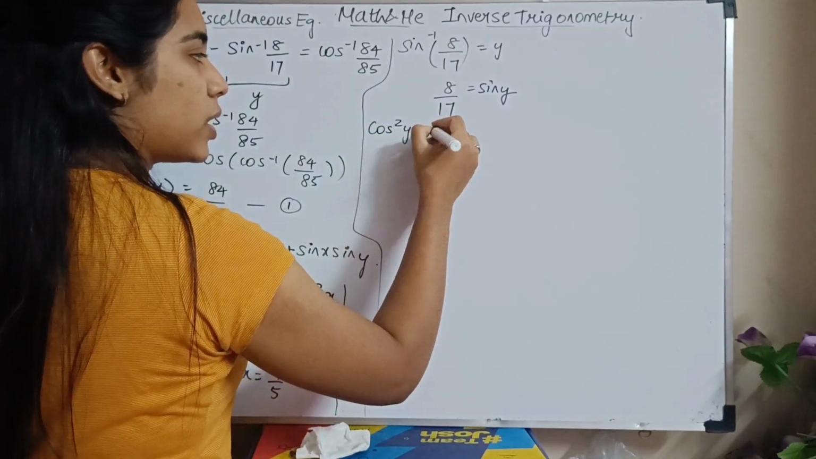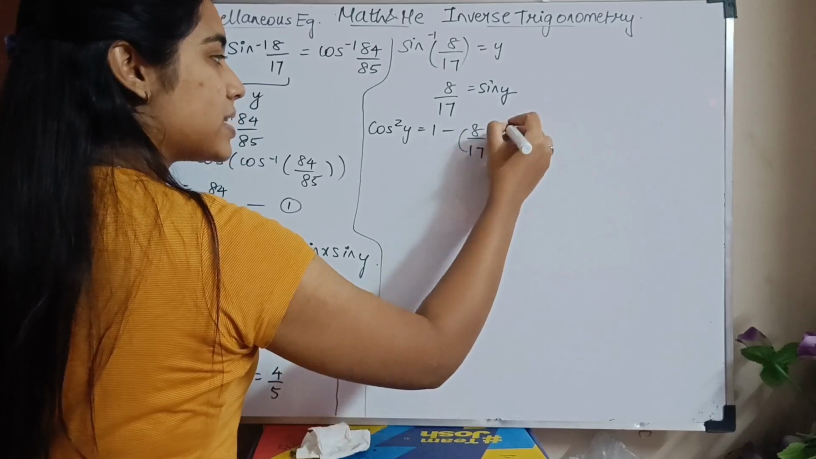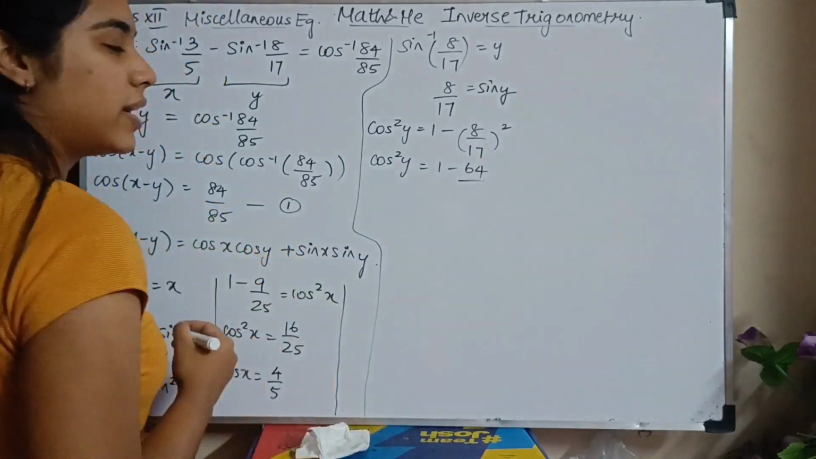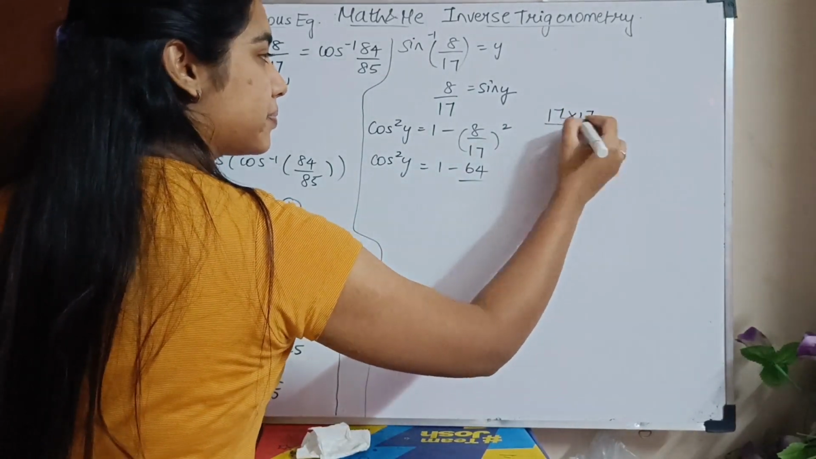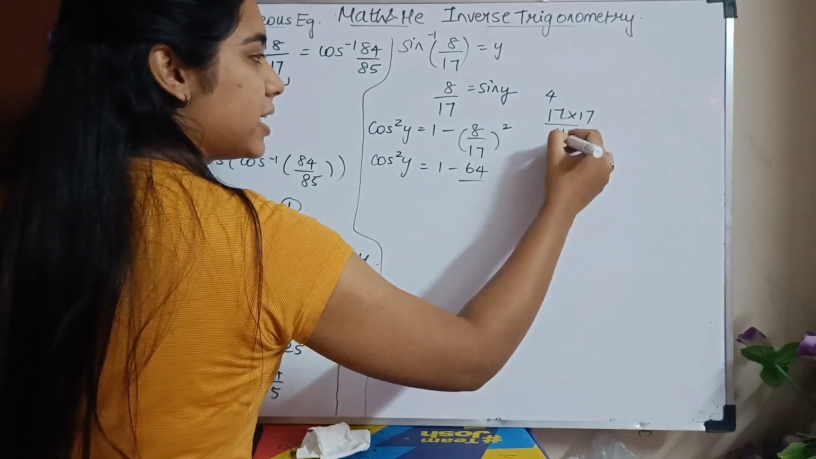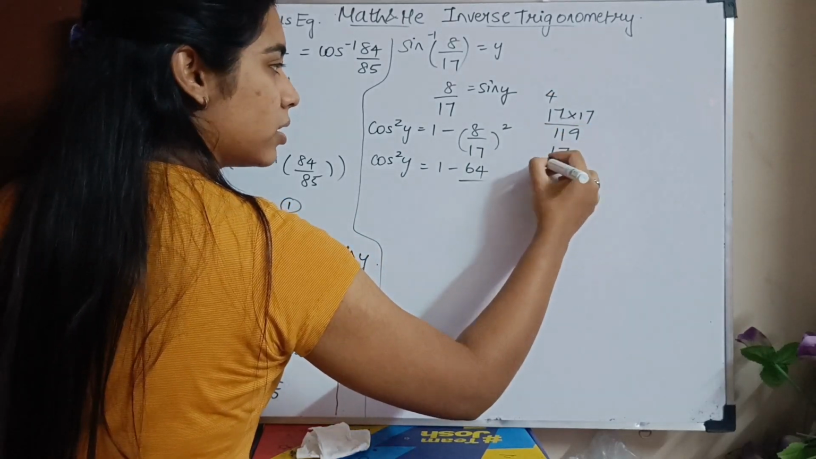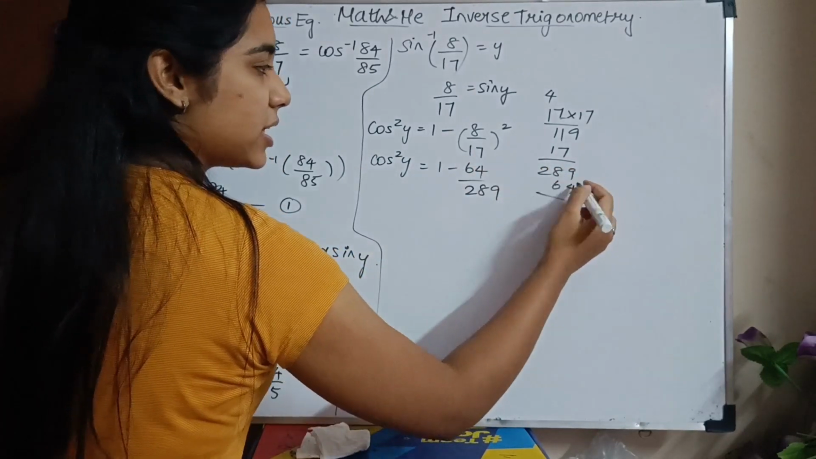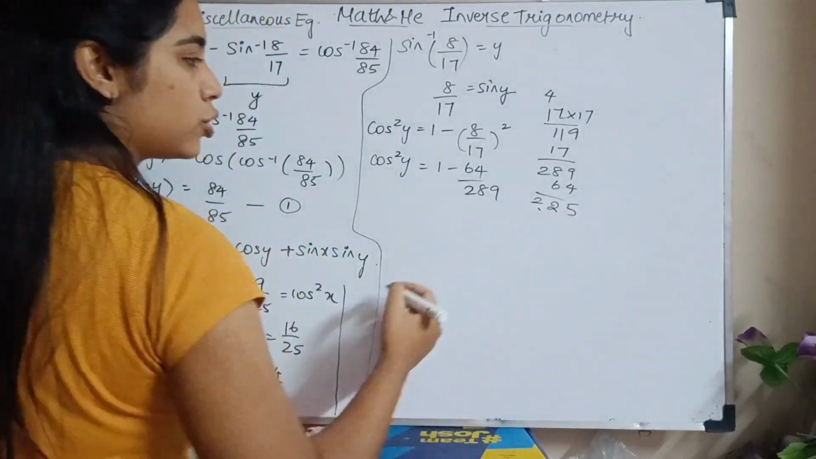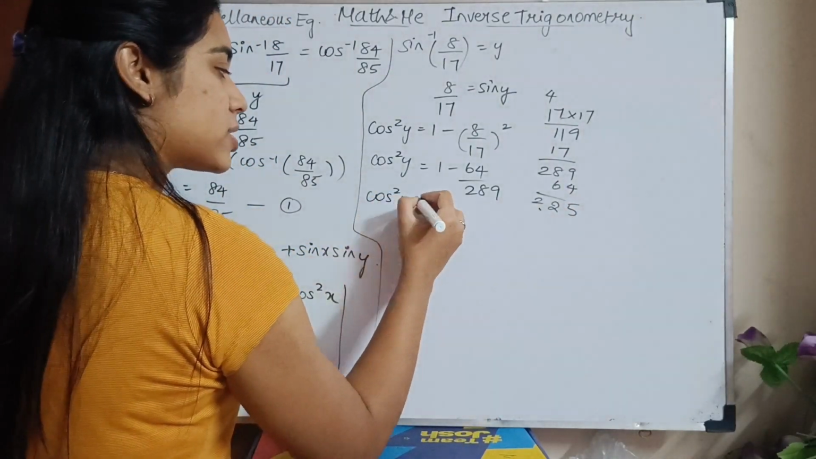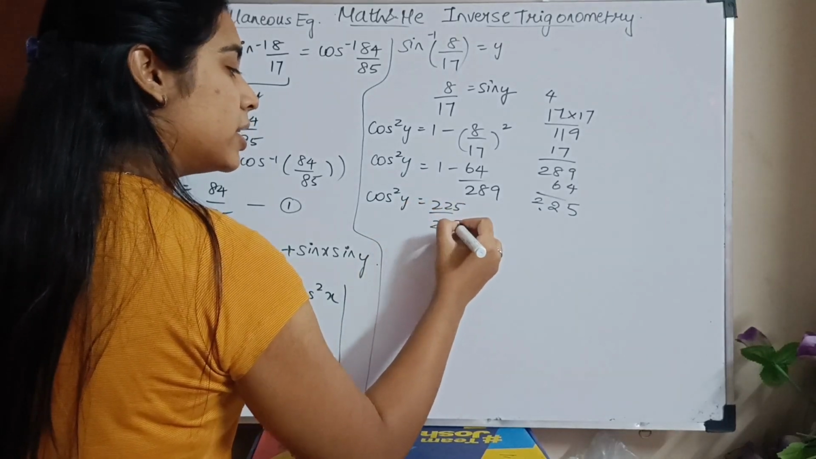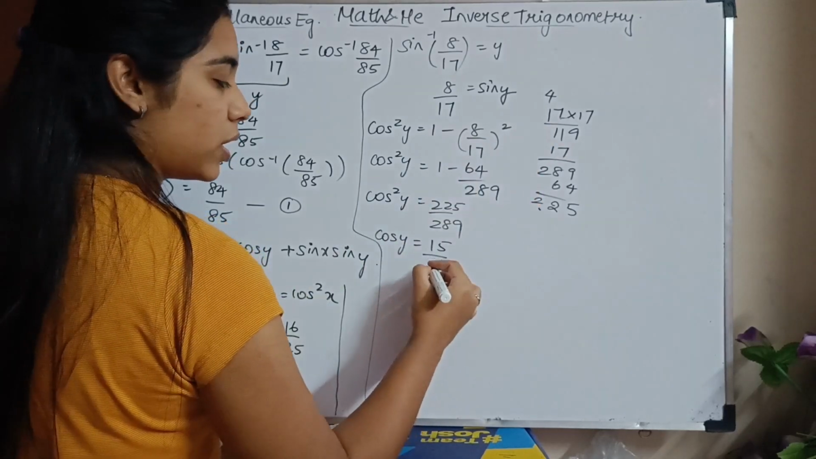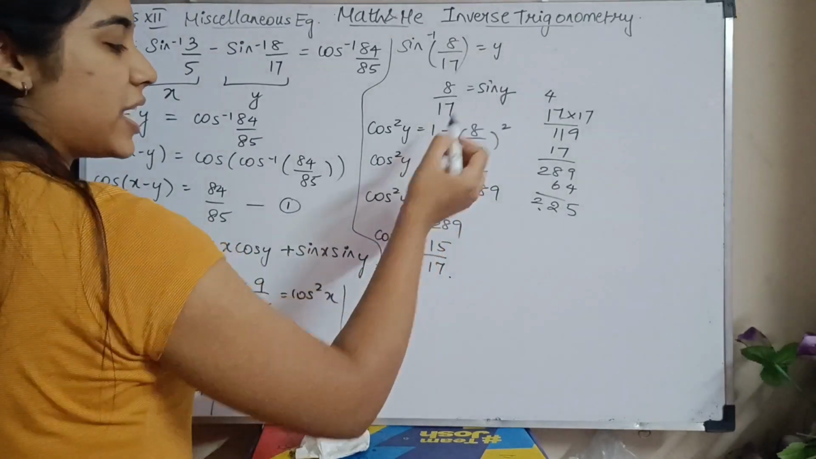So what will I have? Cos square y equals 1 minus sin square y. So it will be 1 minus 8 by 17 the whole square. So cos square y equals 1 minus 64 divided by 17 square, what is that? 289. 7 ones are 7... 289. Super. For 289 minus 64, I take the LCM. So what will I have? 225 divided by 289. So I have cos square y equals 225 divided by 289. What is the square root of 225? It is 15, divided by the square root of 289 we just found out, so it is 17. So you know what your value of sin y is and what your value of cos y is.